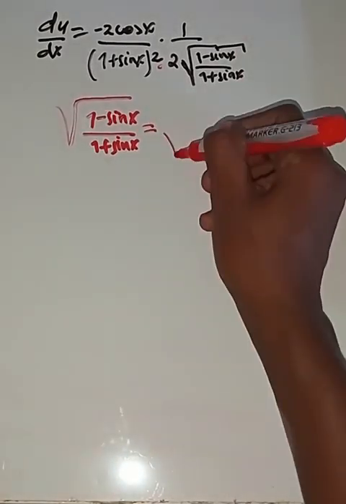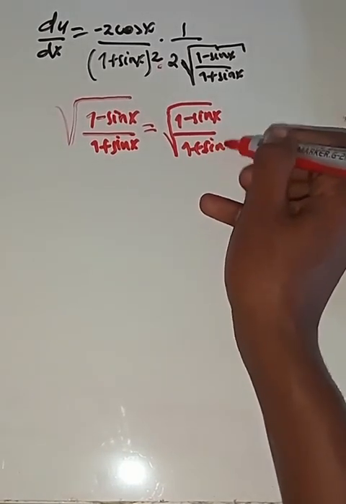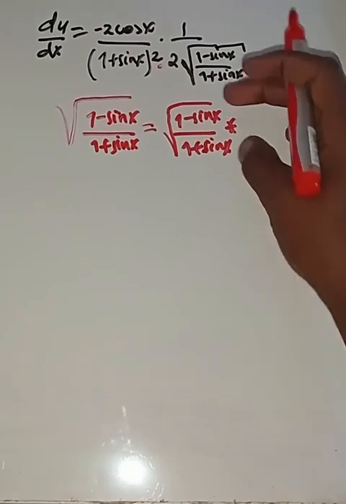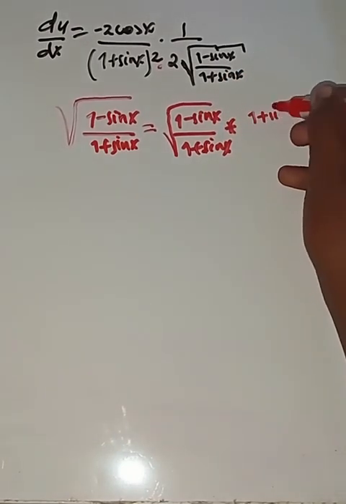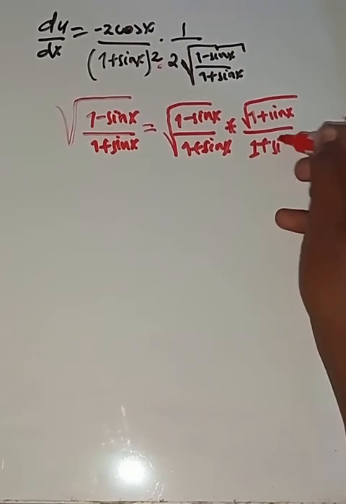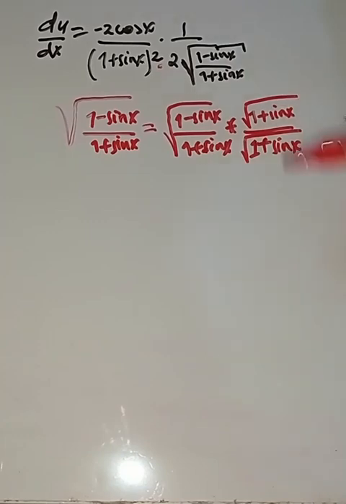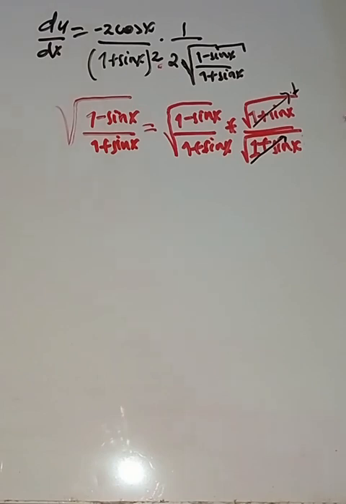This is equal to the radical of (1 minus sine x) over (1 plus sine x) times, we can take either the denominator or the numerator, so no matter how it is, radical of (1 plus sine x) over radical of (1 plus sine x). If we cancel these out, it is equal to 1. Yes, it is 1 over 1, or it is equal to 1. So we can multiply any function by 1 because it doesn't give any change.